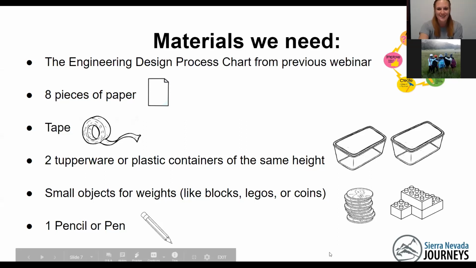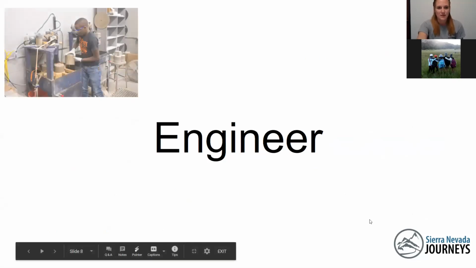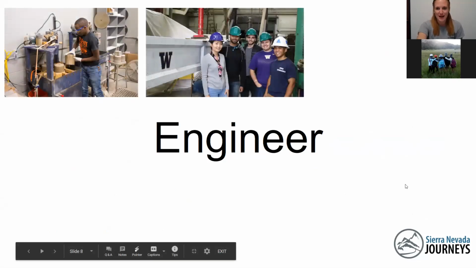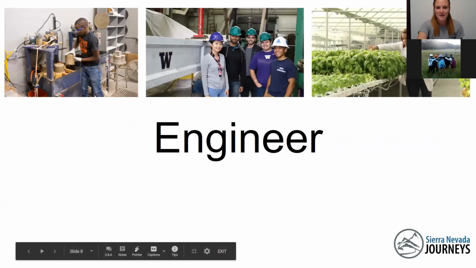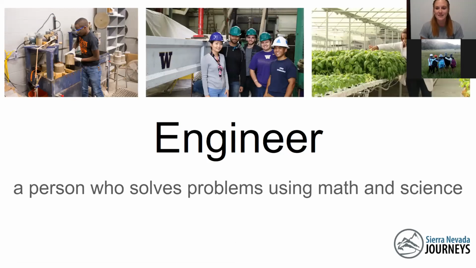All right. So before we move on, I want to refresh our memories and remember what an engineer is, because we are going to be acting as engineers today. We've got some pictures of engineers at work here. An engineer is a person who solves problems using math and science. Just like last time, today we're going to be engineers again. So I'm going to point to yourself and say, I'm an engineer.